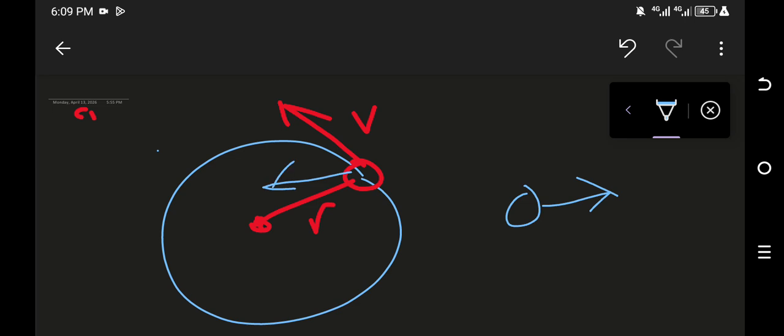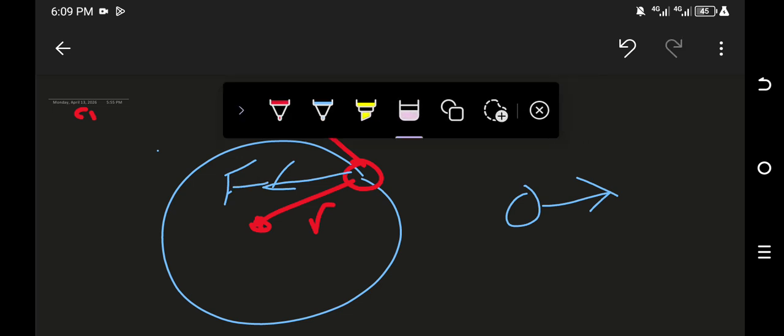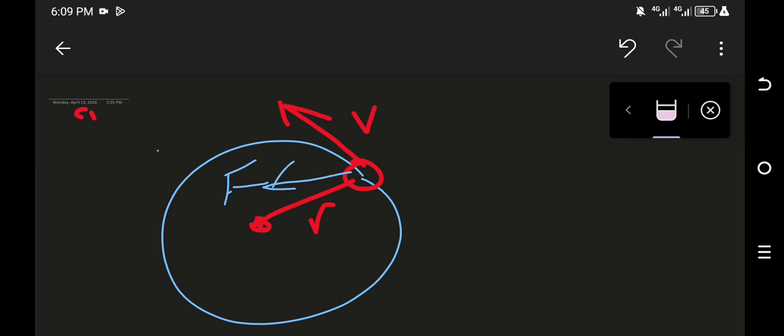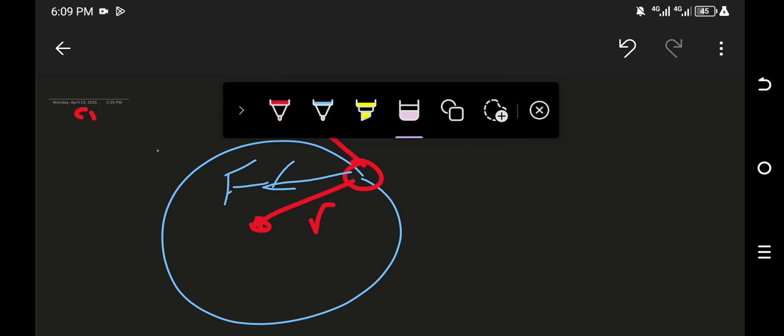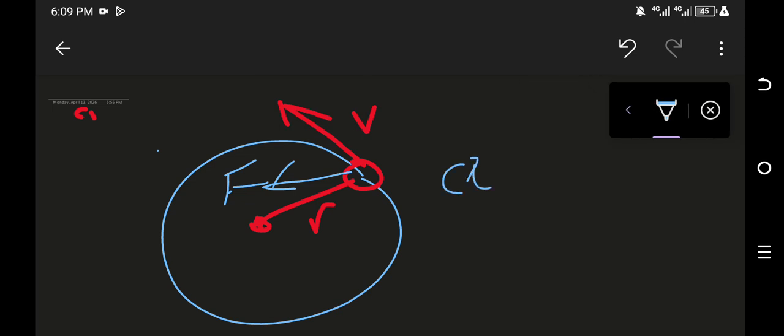So that force is the one which pulls the stone toward the center, and this force is called the centripetal force. Let me write it properly. The centripetal force is the one which pulls the object towards the center so that it may not fly away.